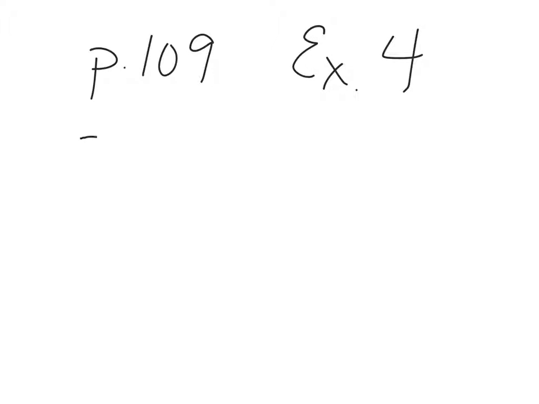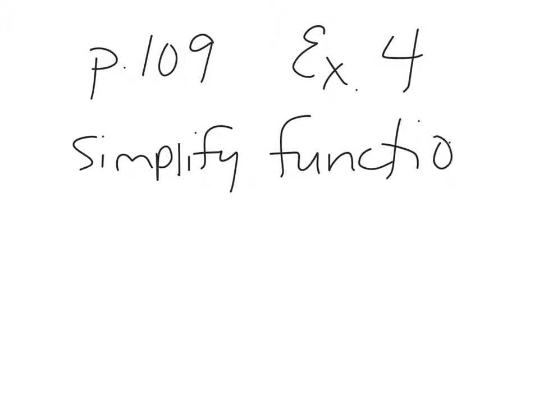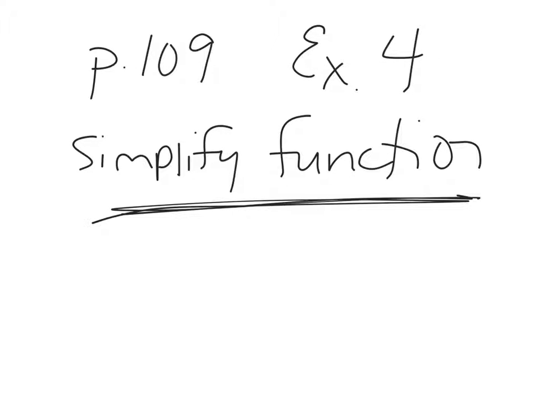In your book on page 109, example 4, it shows you how to simplify a function and go all the way through like we did to set it up, and then to be able to go back and get the exact miles afterwards. So if you're doing the problems in the lesson and you're stuck, go over to 109 example 4, where it shows you how to write out the formula that I just taught you.